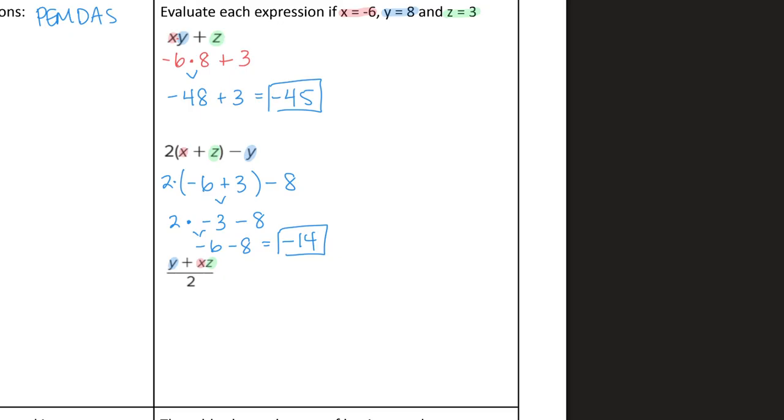Last problem. So I'm going to plug in y. So it's going to be 8 plus -6 times 3 divided by 2. So first thing I'm going to do in the numerator is I'm going to multiply. So -6 times 3 is -18. So I have 8 plus -18 over 2. Remember, 8 plus -18 is just 8 minus 18, which is going to be -10 over 2. And -10 over 2 means division. So -10 divided by 2 is -5.